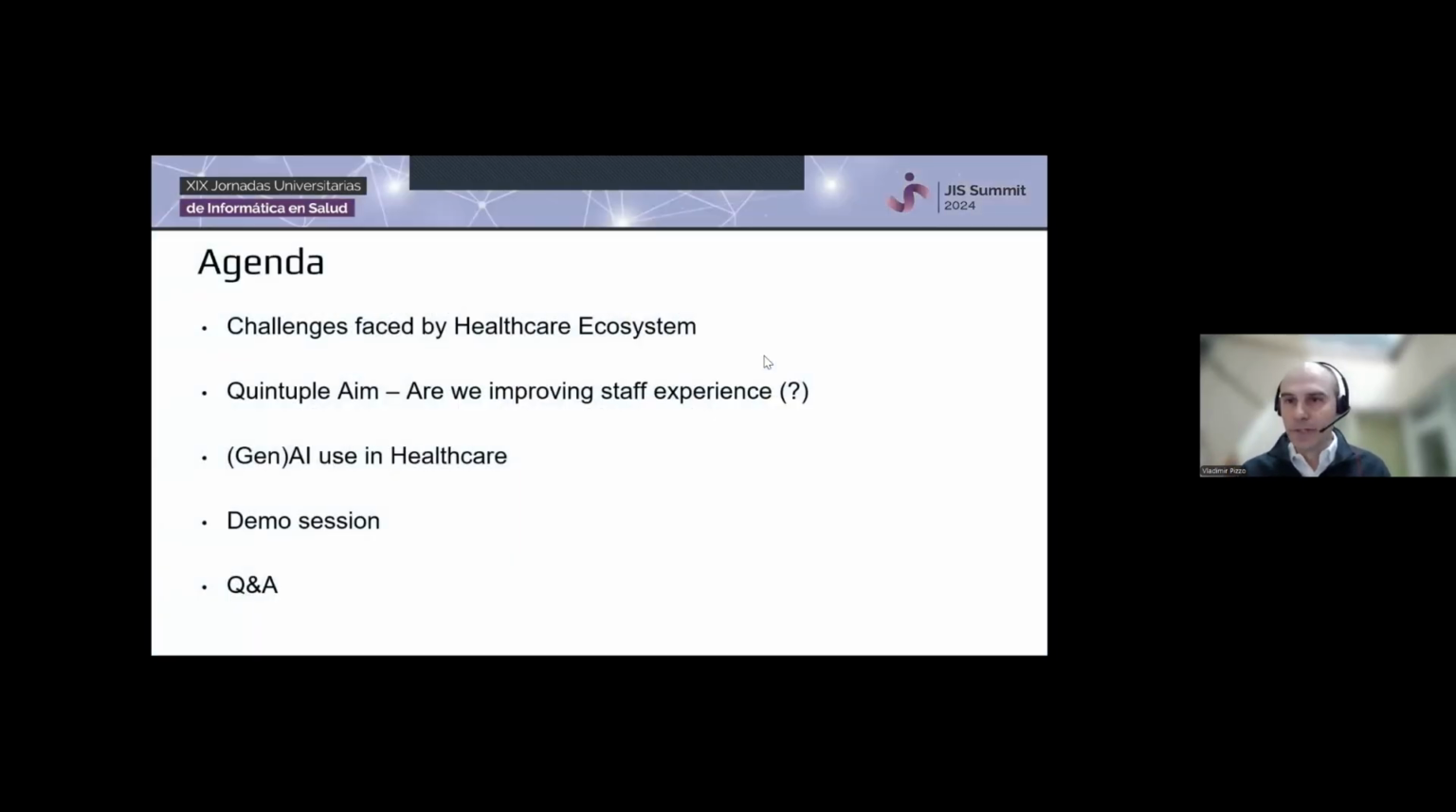Briefly on the agenda, some highlights on the challenges that we are facing in the healthcare ecosystem. Bring some discussion on the quintuple aim framework and whether we are indeed improving staff experience at this point in time. And then I'll talk a bit generically about Gen AI in healthcare with some literature overview. And at the end, I'll give a short demo session of our vision and our solutions, and then leave some time for interactions.